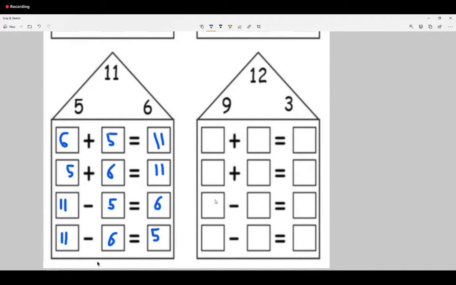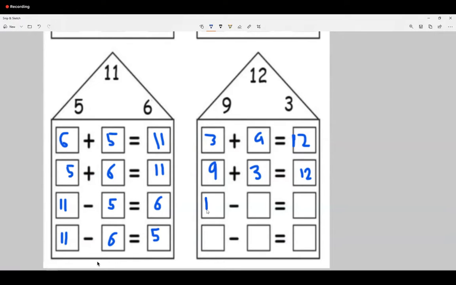All right, we got Sean saying 3 plus 9 equals 12. And then the other one, you just switch those first 2 numbers. That's what Sean is saying. That's what Elise is saying. 9 plus 3 equals 12. How about the subtractions?